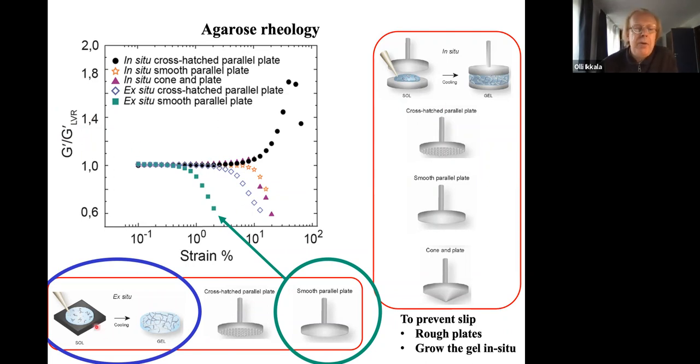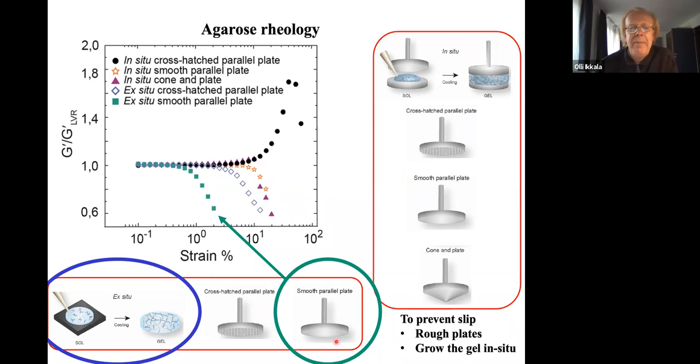So if we took a normal procedure, where we took a sol, which we made at a high temperature, and then we made a cake by cooling, and this is the gel then, and then we insert it in the rheometer and study with the parallel plate geometry. We see this kind of behavior, that the modulus drops when you impose strain. It means our conclusion is that it is not strain hardening, it's strain thinning.